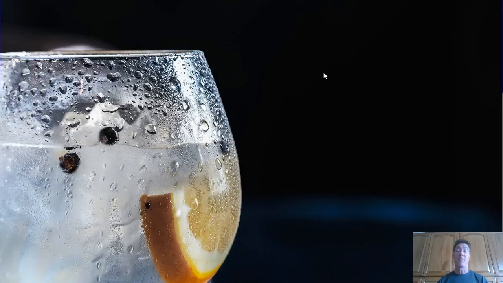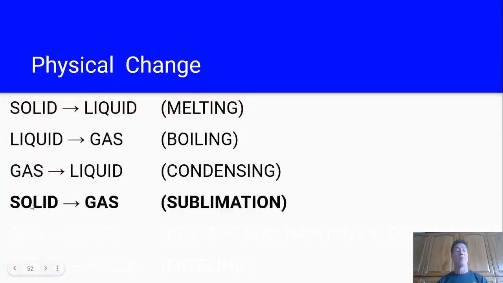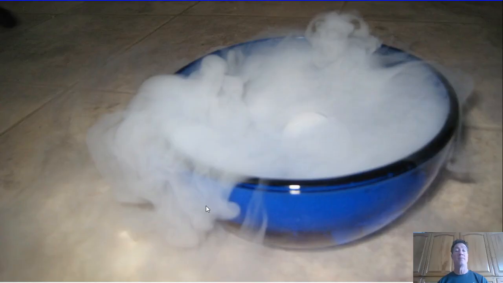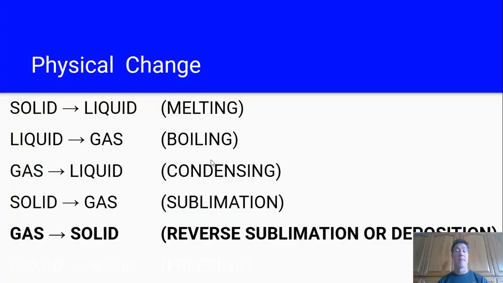So when water vapor, which is in a gaseous form, condenses on a cooler surface, it forms water droplets on the outside of a glass, for example. That's condensation. How about if we go from a solid all the way to a gas and skip the liquid state? That's called sublimation. So here's an example of dry ice sublimating, going from solid dry ice to a gas.